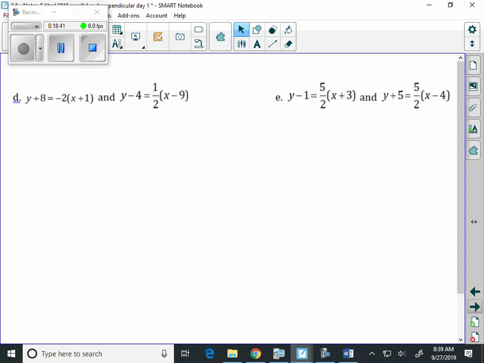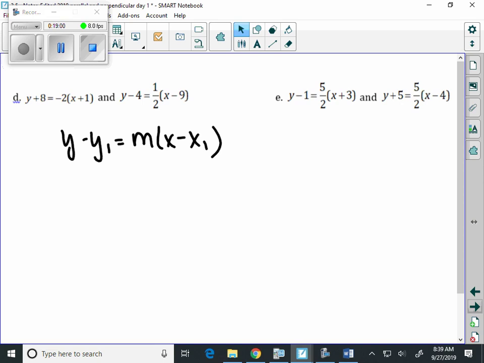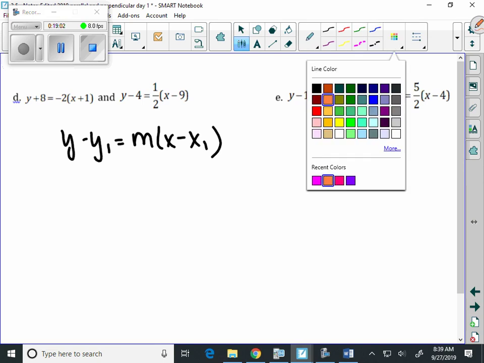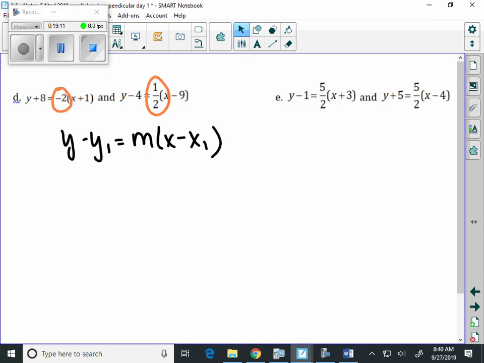Our last two equations, once again, are written in terms of point slope form. And our point slope form is y minus y1 equals m times x minus x1. We need to identify the slope. And the slope in this equation is here. And the slope in this equation is here. And then we're comparing.